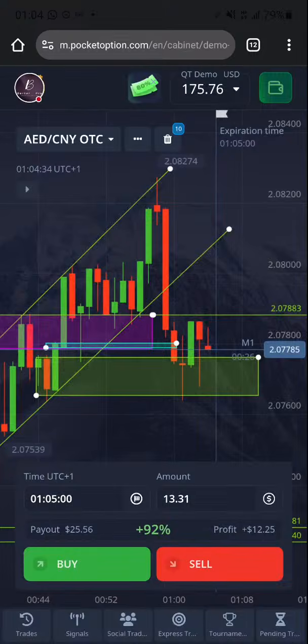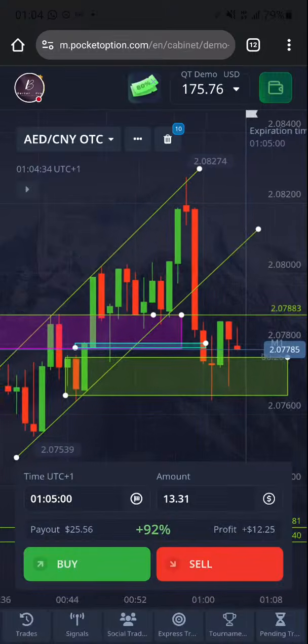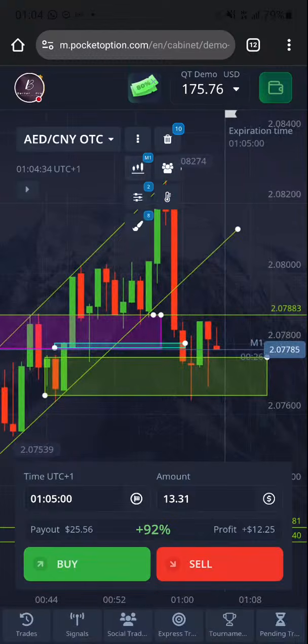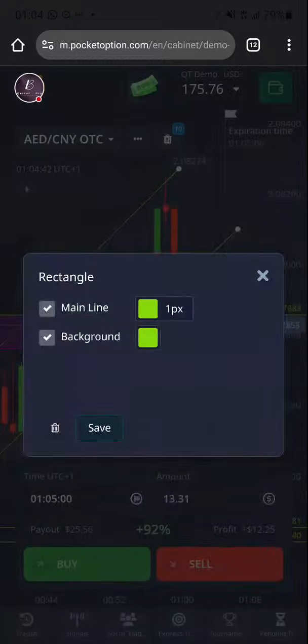So that's how it is basically. Now I've taken some trades and I've not really explained any of the trades. So let me quickly explain these trades here.